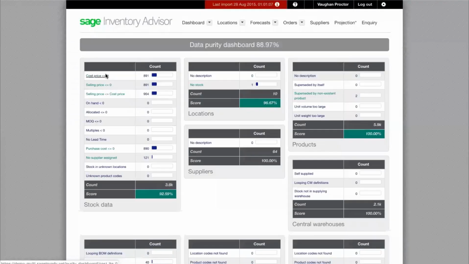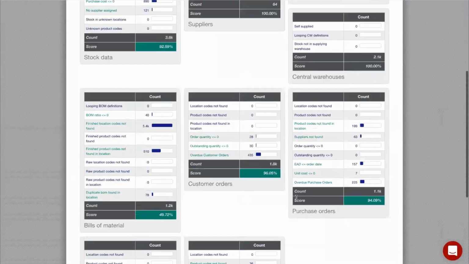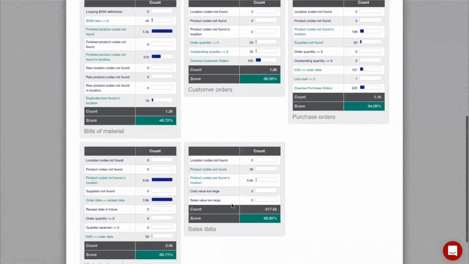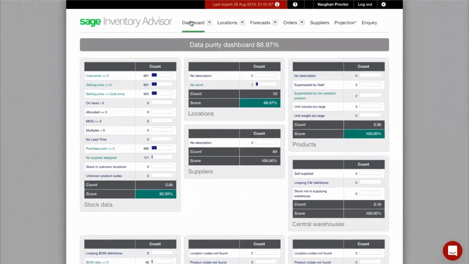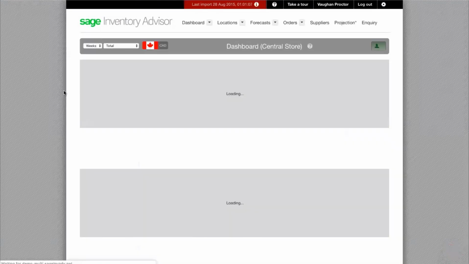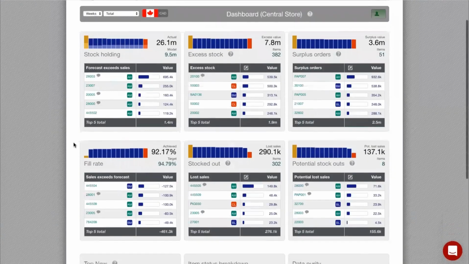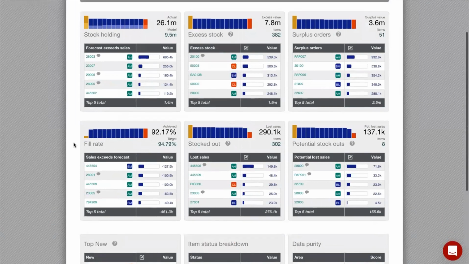Things like overdue purchase orders, cost prices, selling prices less or equal to zero, overdue customer orders, all that type of stuff might skew our information. So we're tracking that all the time and trying to keep that as up to date as possible, as correct as it possibly can be.